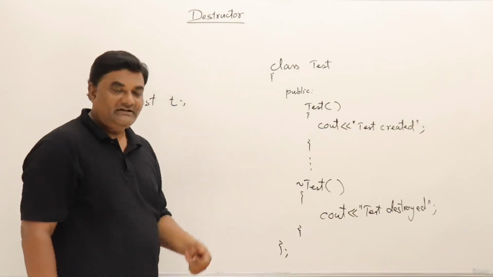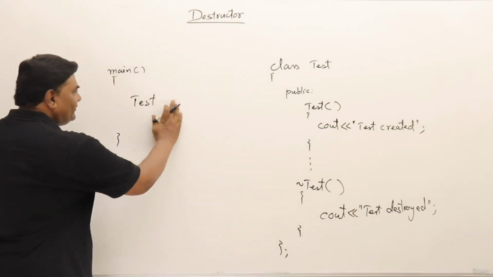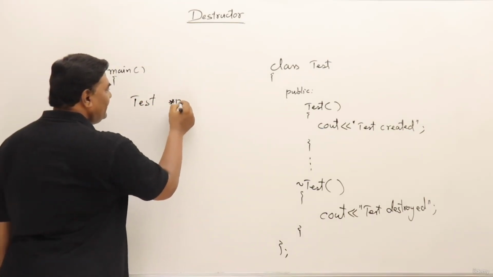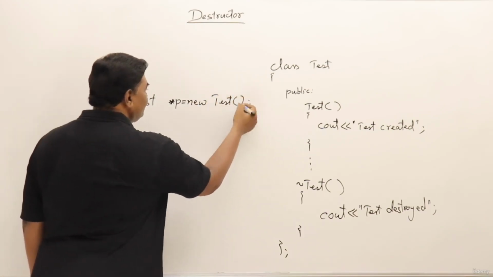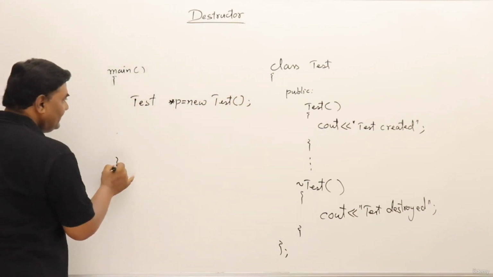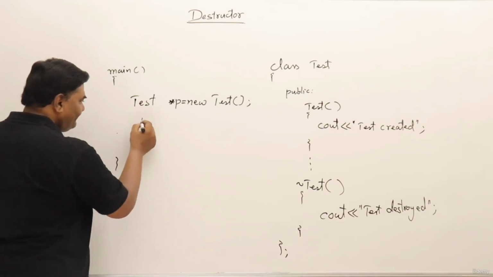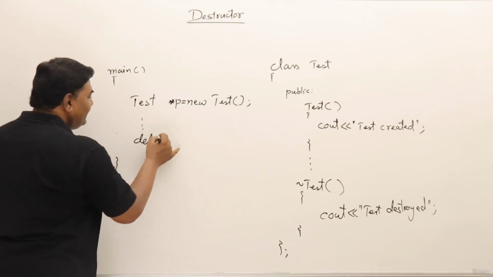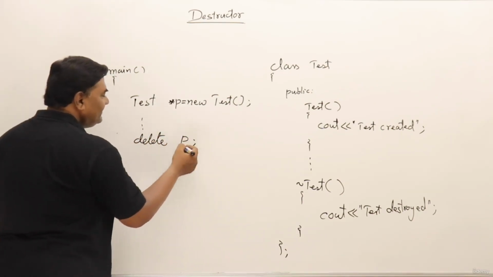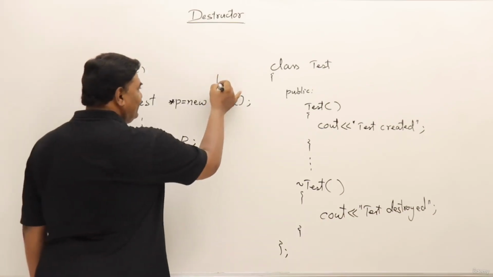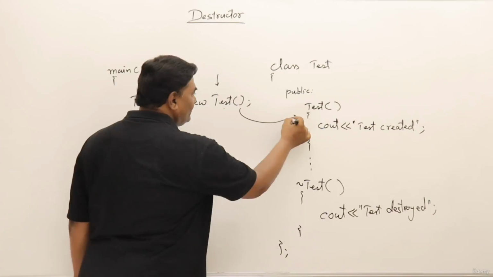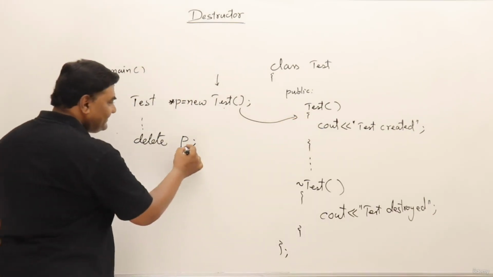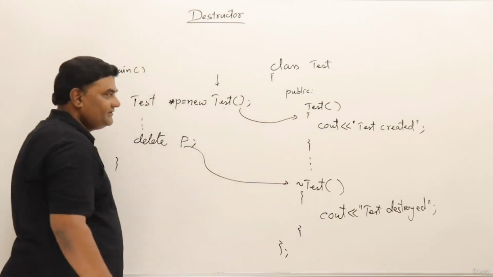Now I'll show you one more thing. See, instead of creating an object like this, I will take a pointer and I will say new test. So I'm creating an object dynamically. Now here at the end of a main function, I will say delete p. Now you can see that when I am creating an object by saying new test, constructor will be called, this function will be called. And when I am saying delete, then destructor, this function will be called.